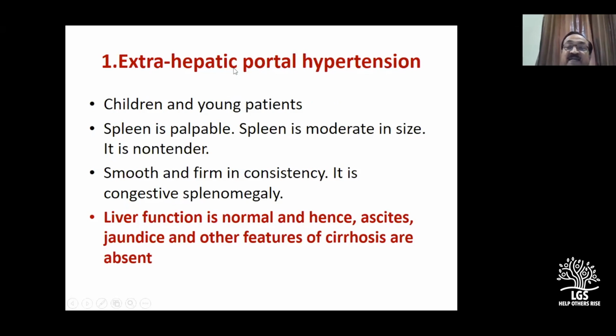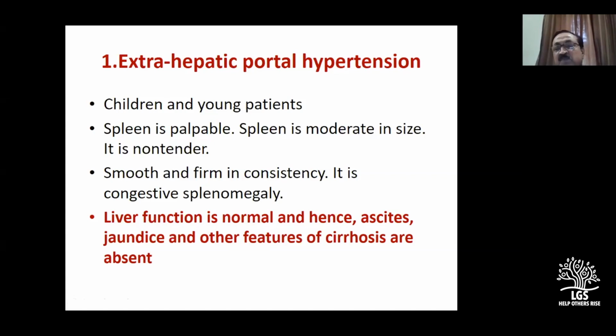So when we talk about extrahepatic portal hypertension, see your patient. Your patient is, let us say, 25 years old. You got the spleen, which is moderate size, smooth and firm in consistency, and look at that last important sentence. Liver function is normal. Ascites, jaundice, other features of cirrhosis are absent. So most probably it's an extrahepatic portal hypertension.